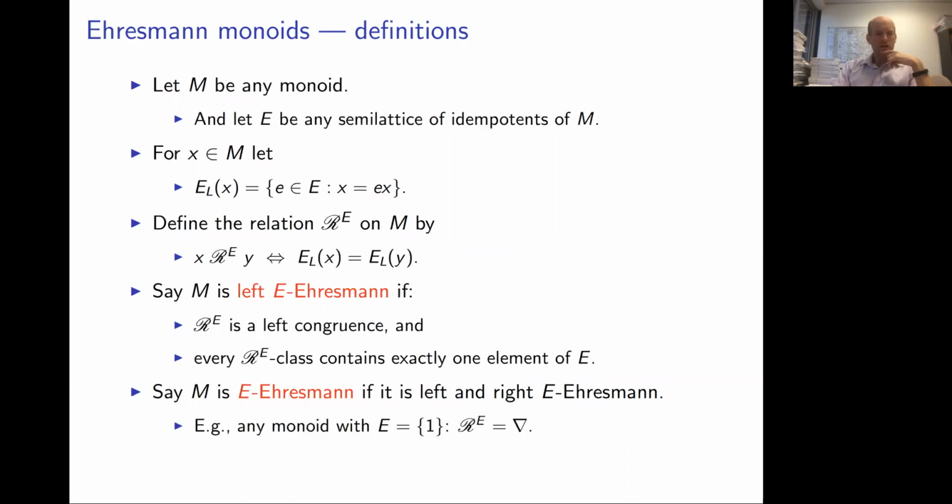As I said before, you can take any monoid with just the identity element. The left identities are always just the identity element. Every pair of elements is related, or you can take an inverse monoid and everything reduces to the R relation.